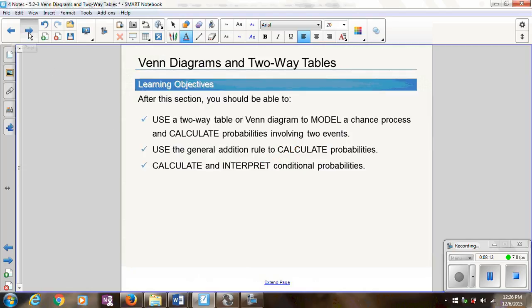Okay, in today's lesson, we're going to look at other ways of determining probabilities, but we're going to be using models to describe the different situations. So we're going to be looking at Venn diagrams. We're also going to be looking at two-way tables to help us understand the general addition rule and what is called conditional probabilities.